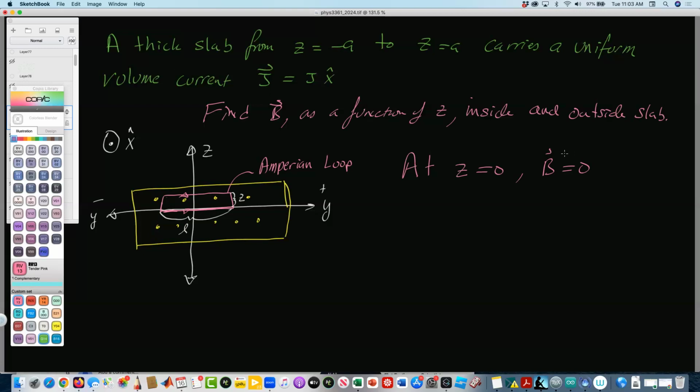If B is pointing in either plus or minus Y, then B dot DL for the sides is 0. You get it? So we really only care about that top line.